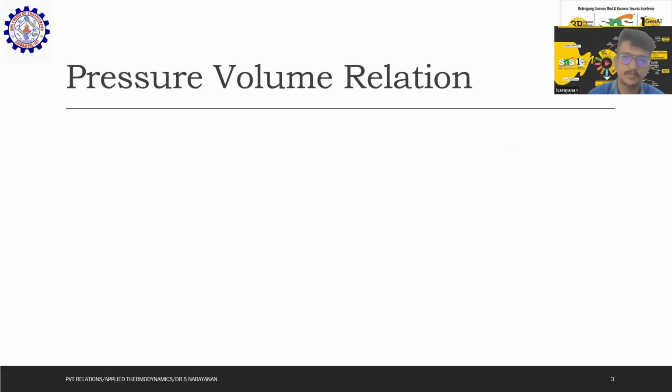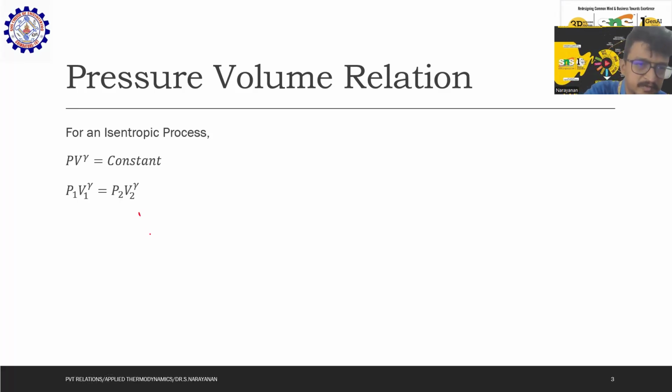First, to begin with, we will see the pressure-volume relation. You all know an isentropic process follows the law PV^gamma equal to constant. Hence, the pressure-volume relation is P1 V1^gamma equal to P2 V2^gamma. So this is the pressure-volume relation for an isentropic process.